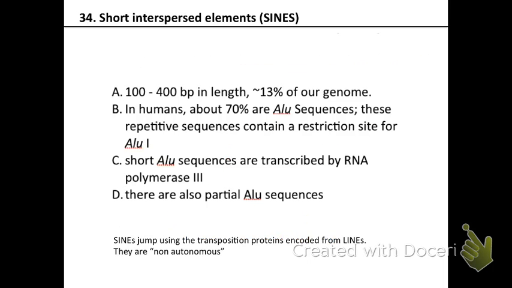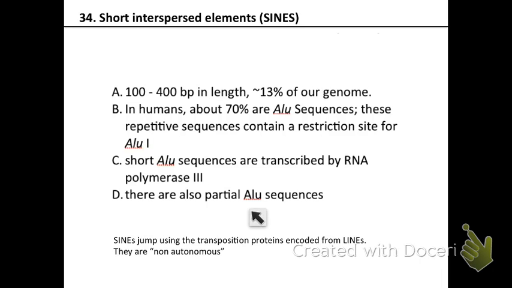All right. So that brings me to SINEs. These are short interspersed elements. They're about 100 to 400 base pairs in length. They make up 13% of our genome. In humans, 70% of these SINEs are called Alu elements. The reason they got that name is because they contain a restriction enzyme site for AluI. So these repetitive sequences contain a restriction site for AluI, and that's why they're called Alu elements. These short Alu sequences are transcribed by RNA polymerase III, and they're also partial Alu sequences.